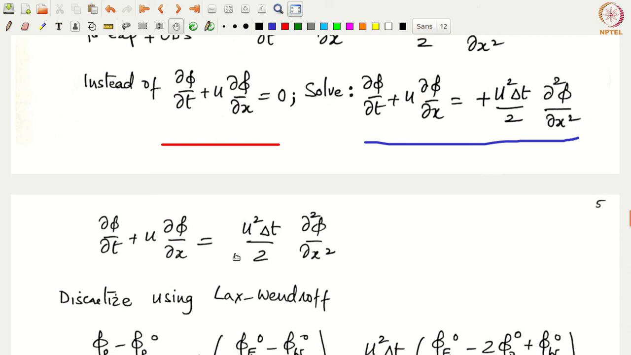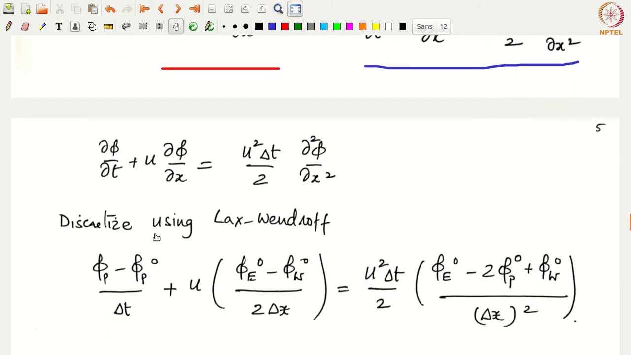Now in the Lax-Wendroff scheme, we again use the explicit method and the central difference scheme for these derivatives, and we also need to come up with a central difference scheme for the second derivative, that is the partial square phi by partial x square. So for the first term we have phi P minus phi P 0 by delta t, plus the second term is u times, when you integrate and substitute for phi little e and phi little w, phi capital E 0 minus phi capital W 0 upon 2 delta x. That is what you get.